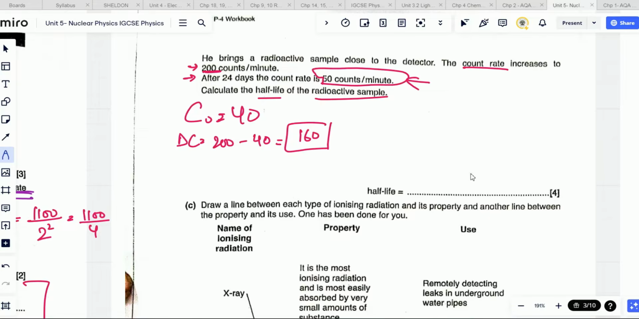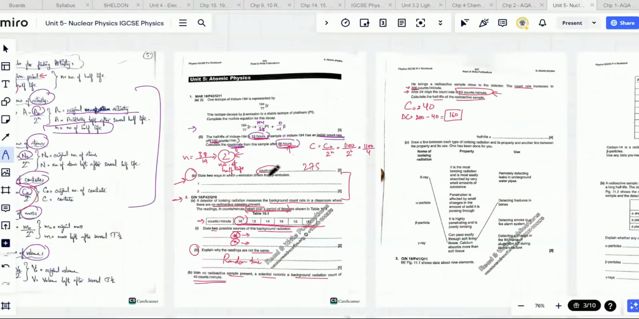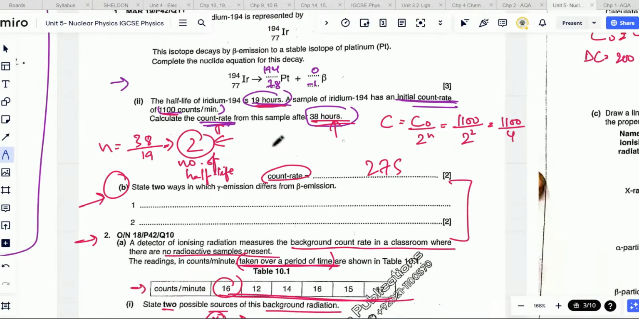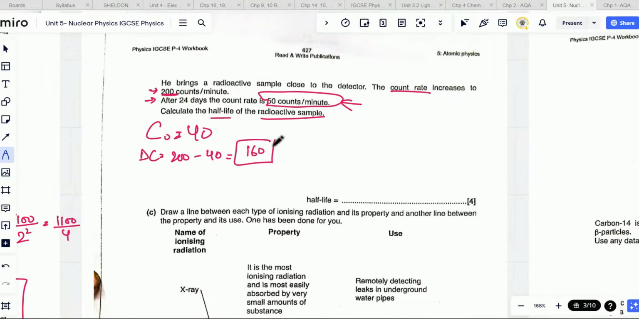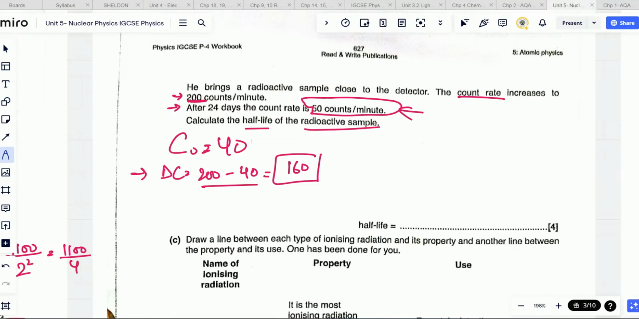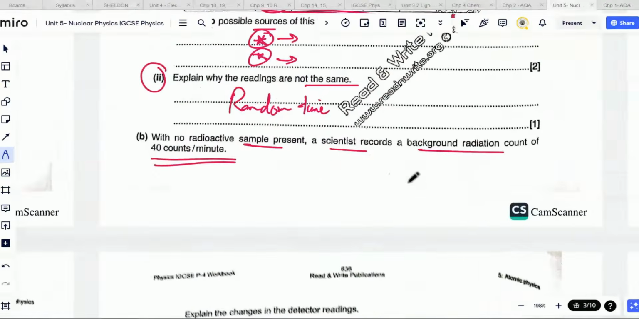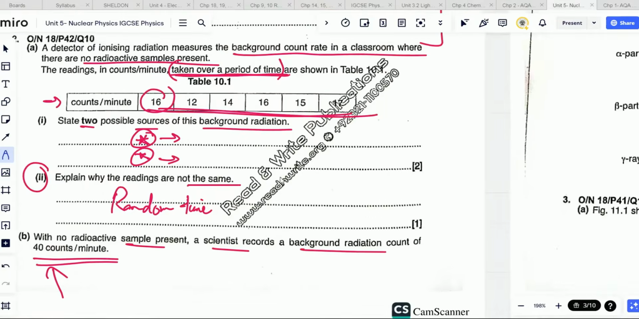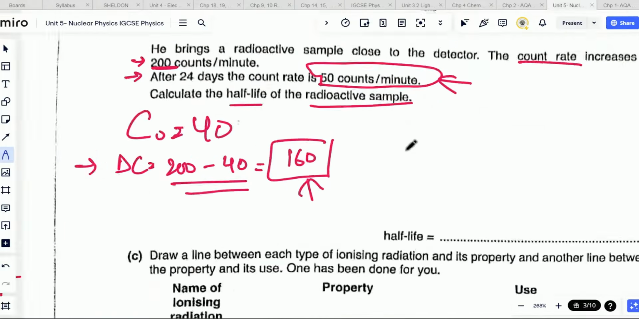We need to find the half-life over here. What could be the half-life here? Look here. In this question, they were asking us the count rate, right? Over here, they're asking us the half-life. How should we do this? You see this difference? This is the difference from what? First it was 40, and then it became 200. So I got one difference over here.